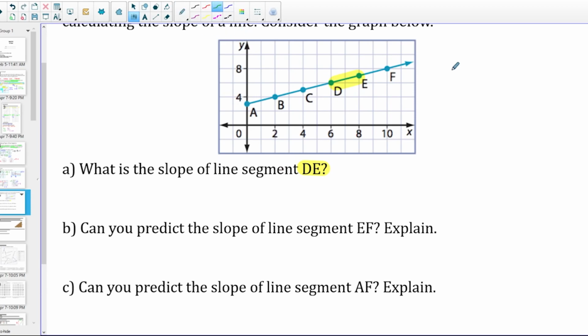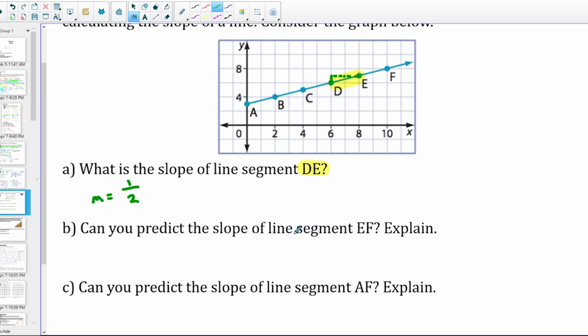We can see that in this case we're going to be going up, and the scale of each square is 2. So going up halfway is just 1. So we're going up 1 and then we're moving 2 to the right. So your slope is just 1 over 2.